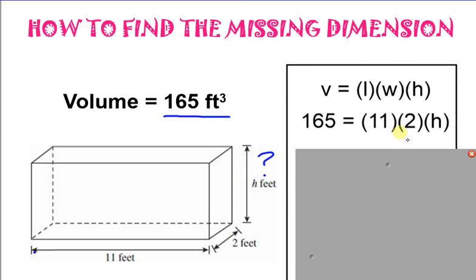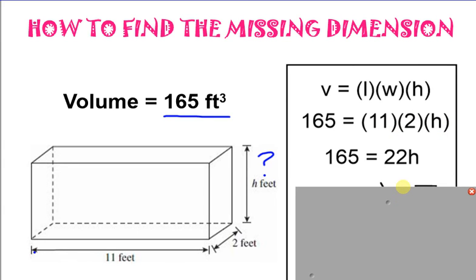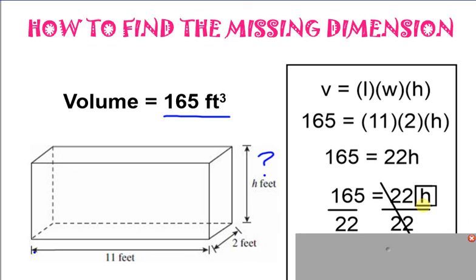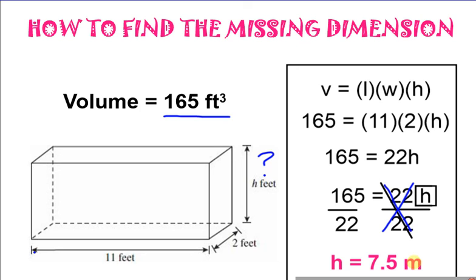Let's simplify that, 11 times 2, and we get 165 equals 22h. And now we just have a one-step equation. So we're going to box the variable, divide by 22 on both sides. These guys cancel, and we're left with h equals 7.5, and this should say feet, not meters. And it's not cubed because it's just one of the sides.